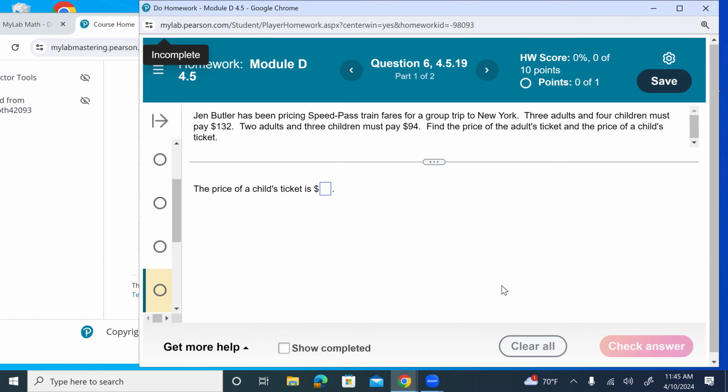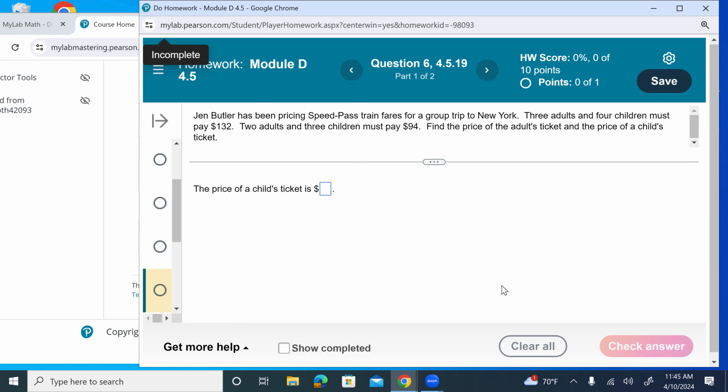Okay, so you read this, and what are the things that you're trying to figure out? Child's ticket, and what's the other answer going to be? Adult ticket. So what variables are you probably going to use? A and C. That's probably what I would use too.